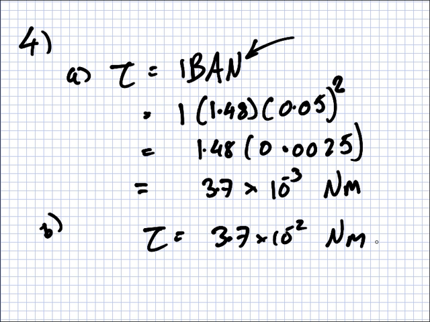Okay, the current is increased by 10 and the voltage is decreased by 10. What is the torque now? I increase the current by 10, so the torque now would be multiplied by 10 again. So that's 0.37 newton meters.